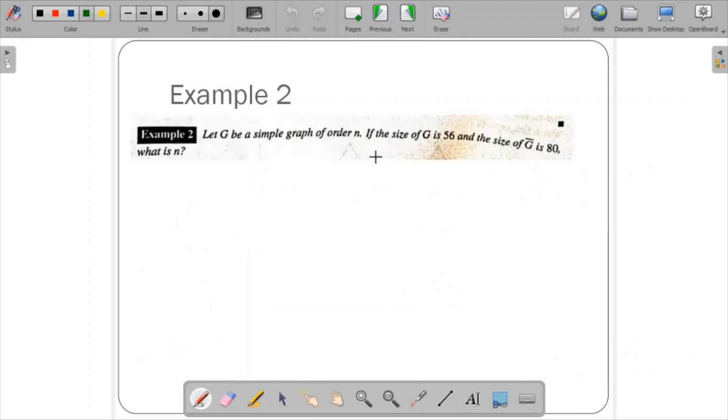Let G be a simple graph of order n. If the size of G is 56 and the size of the complement is 80, what is n? You need to find the value of n.